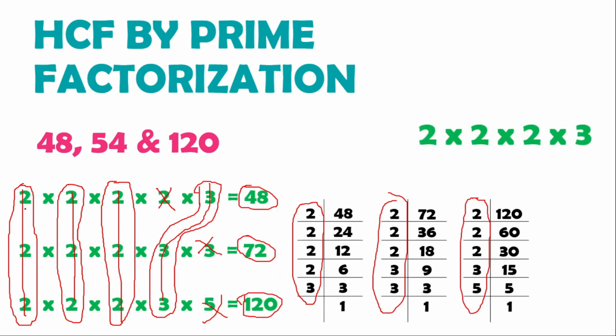So we have found 2 into 2 into 2 into 3. So the answer is 2 into 2 is 4, 4 into 2 is 8, 8 into 3 is 24. So the HCF is 24. So we can find the HCF by prime factorization by this method.